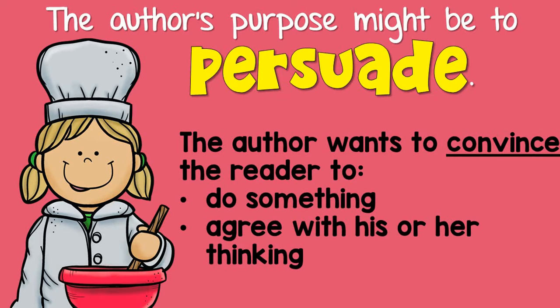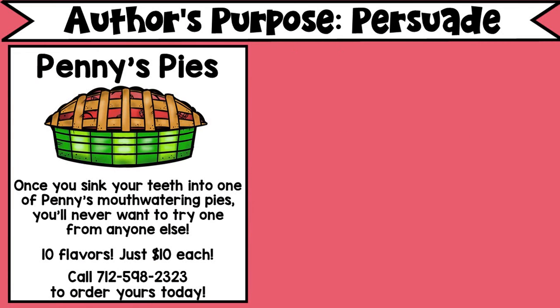So the first one, the P, stands for persuade. And persuade is when an author is trying to convince you to do something or trying to talk you into doing something. They're trying to get you to do something. That's when you persuade something. Just like in this one. Let's read this little thing about Penny's pies.